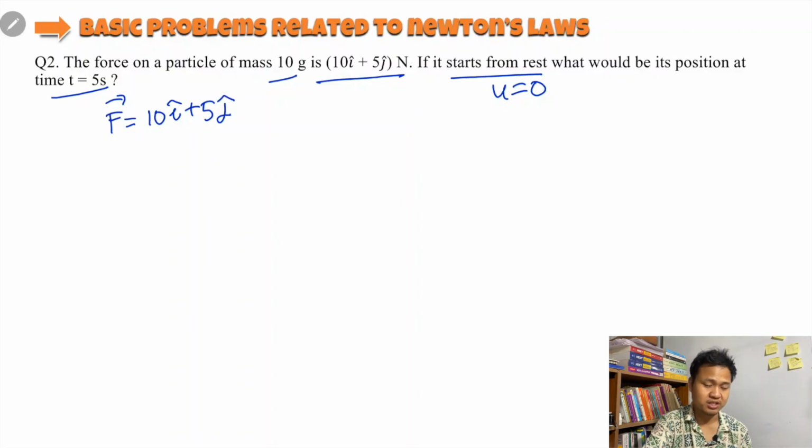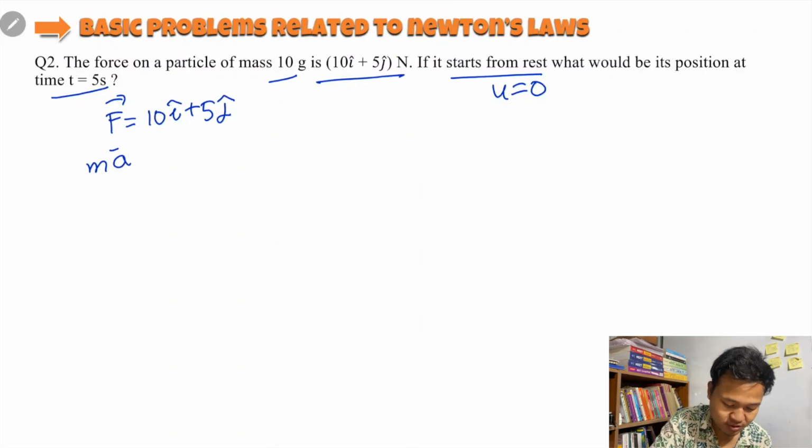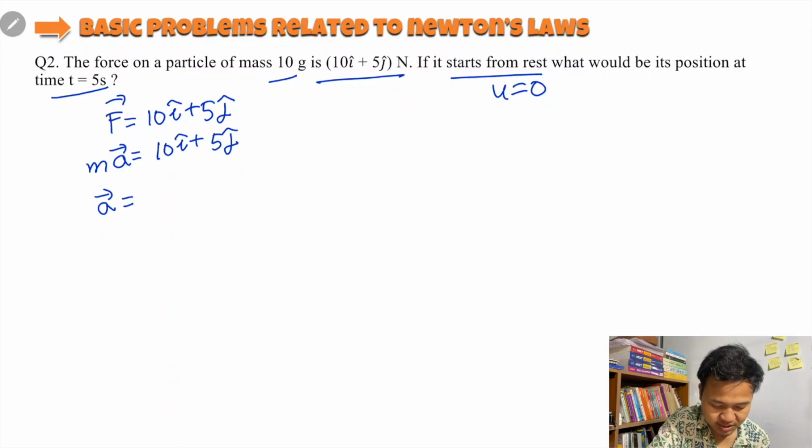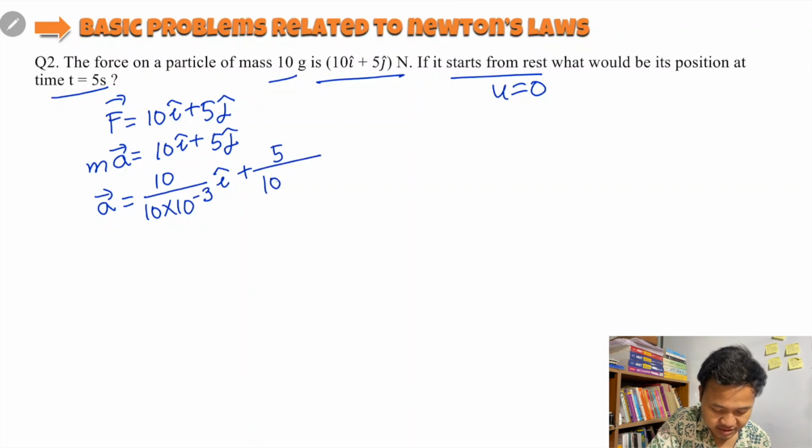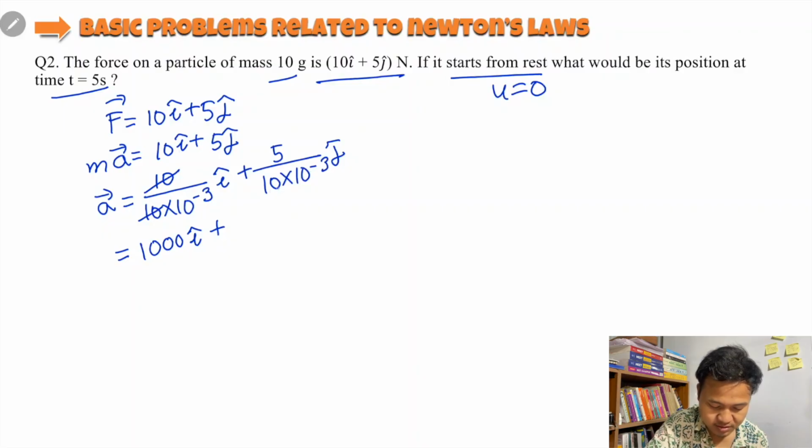Force is mass into acceleration. So mass into acceleration will be 10 i cap plus 5 z cap. So acceleration will be that divided by mass, 10 gram. That means 10 divided by 10 into 10 power minus 3 i cap plus 5 divided by 10 into 10 power minus 3 z cap. The 10s cancel. So 1000 i cap plus 500 z cap.